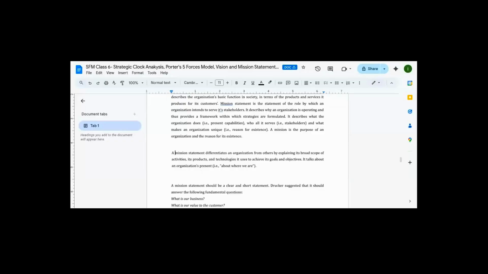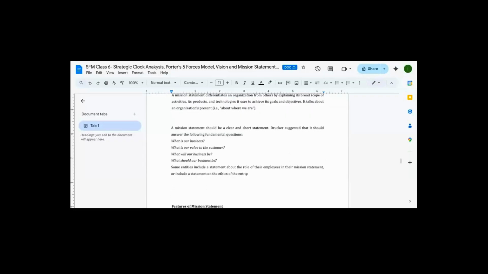And we should equally know that the mission statement of this company is quite different from another. So a mission statement differentiates an organization from others by explaining its broad scope of activities, its products, and technology to be used. Above all, this is very, very essential to know. A mission statement should be a clear and short statement.